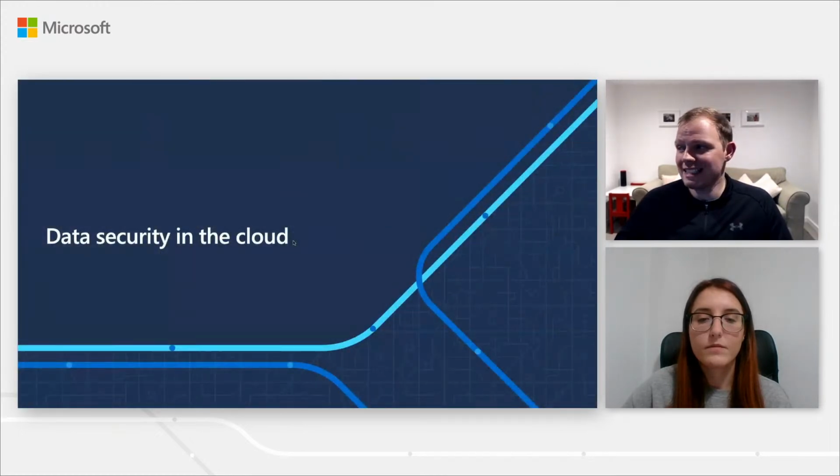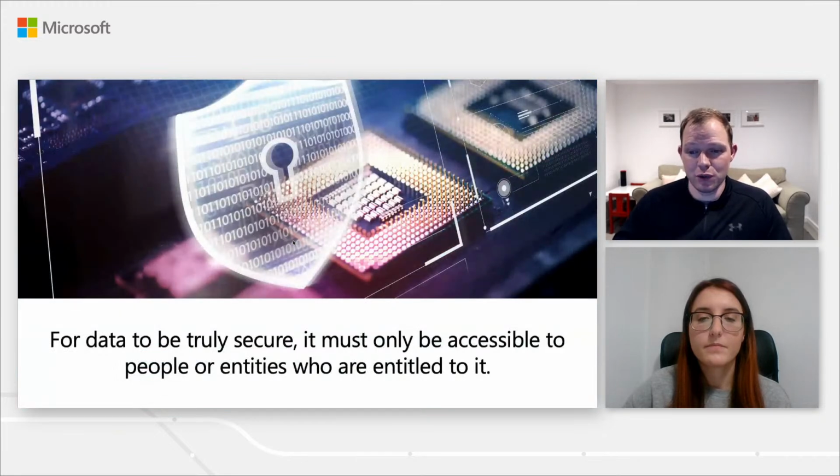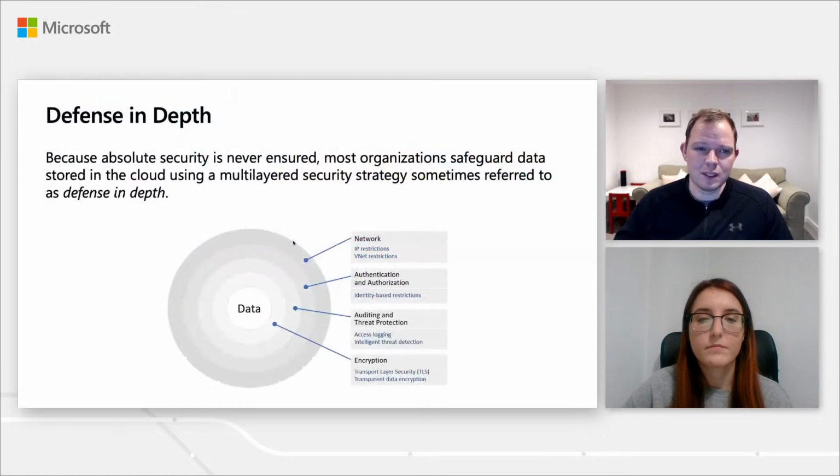Let's go ahead and look at data security in the cloud. For data to be truly secure, it must only be accessible to people who are entitled to it. That sounds obvious, right? A data breach occurs when an unauthorized party gets access to data that they shouldn't have access to. So data security and protecting our data is really important. In the cloud, there are some ways that we can do that.